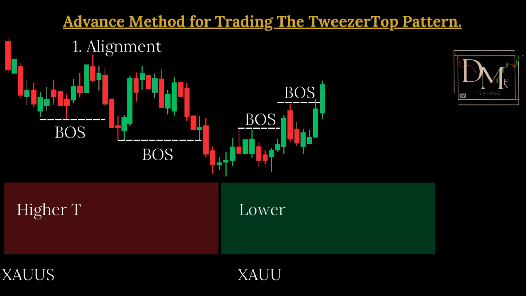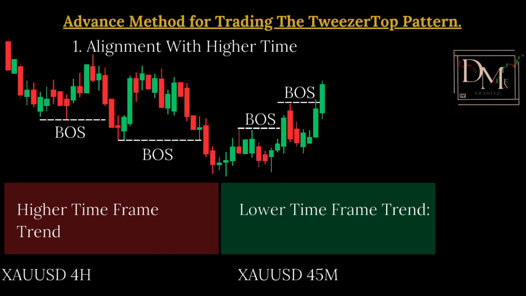Moving on, there are advanced methods for trading the Tweezer top pattern, which are: 1. Alignment with higher time frame trend. A Tweezer top pattern should always be traded in alignment with the general market trend. Though a Tweezer top should be identified in an uptrend, the overall market, identified from either a higher time frame or prior price movement, should signify a downtrend, as this would increase the reliability of the pattern.